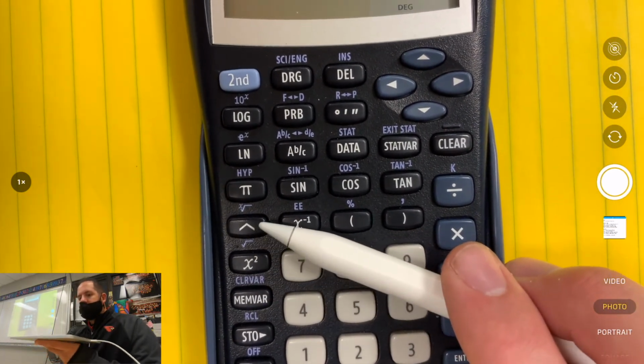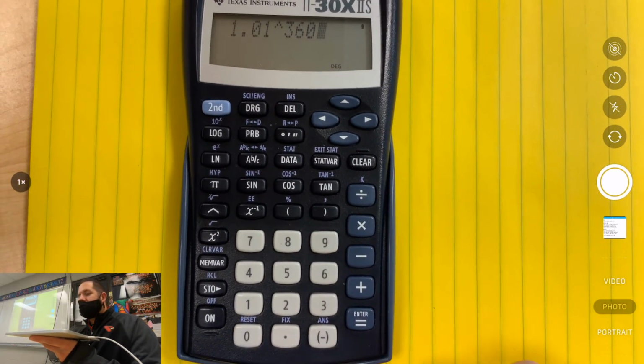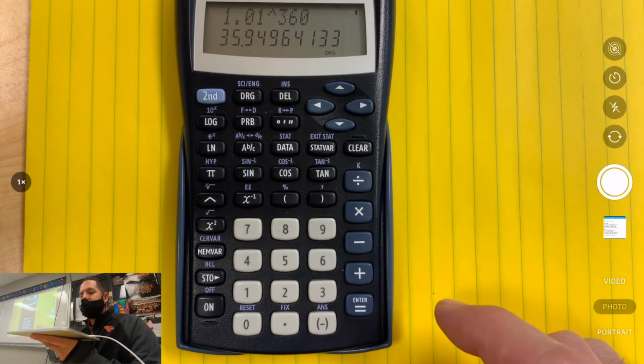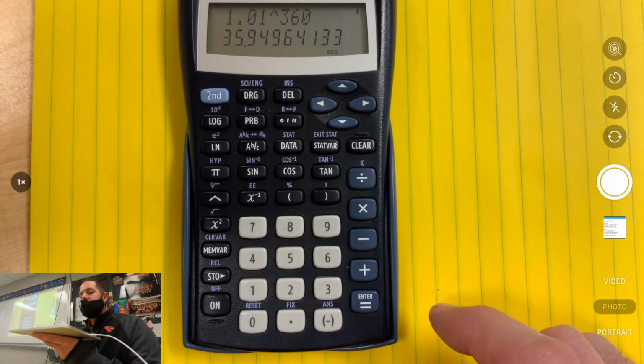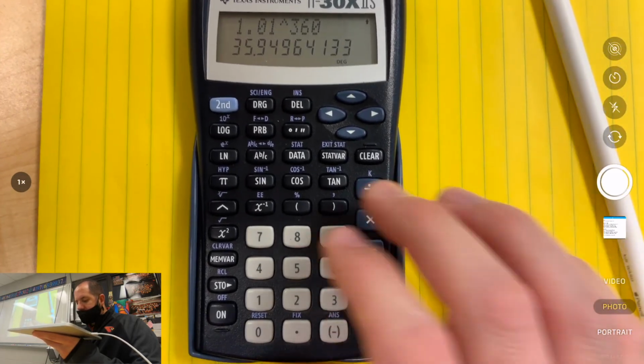And then you're going to type in your 360. So I type in my 360 and hit enter. It will give me my number across. So 1.01 to the 360th power. If you want to put it in parentheses, same exact idea.